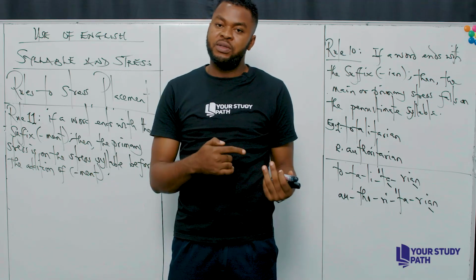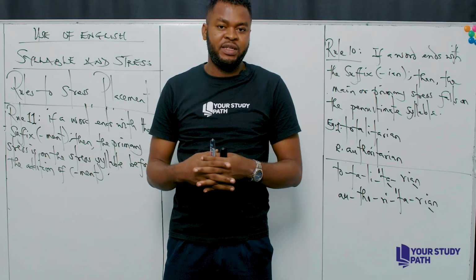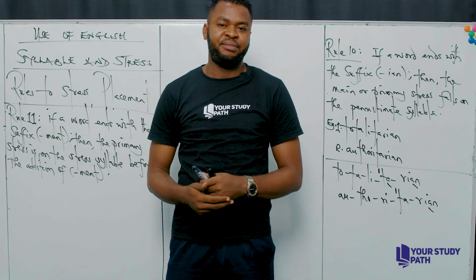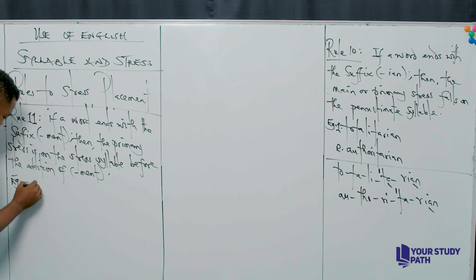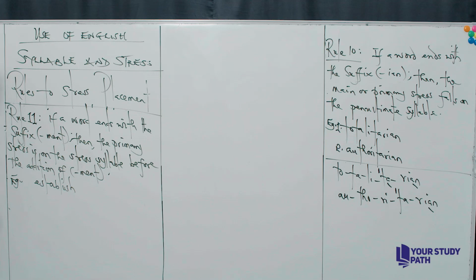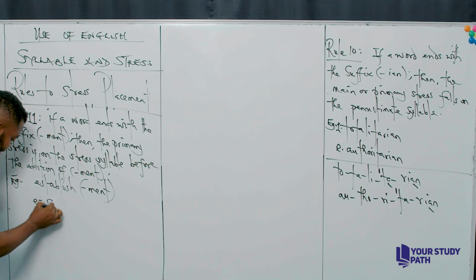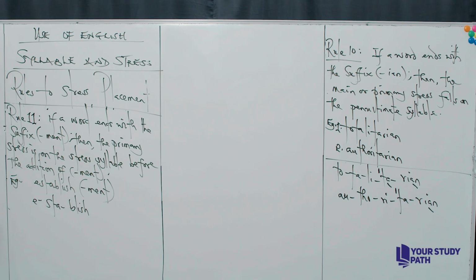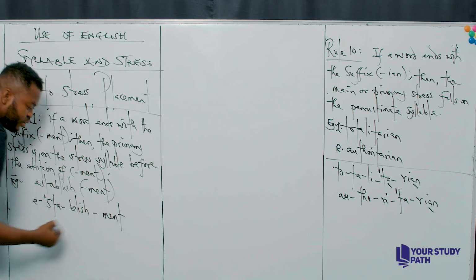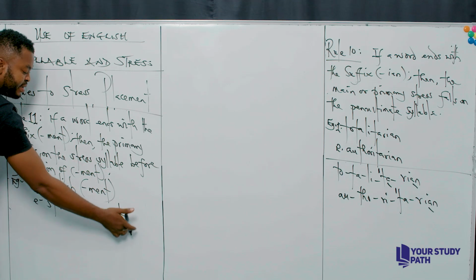Now, where the stress falls before the addition of ment will still be the same syllable that will attract stress even when ment is added to the word. I hope you understand this. Take an instance. E.g., you have the word establish. Remember, I didn't add ment to it yet. So the syllabic division is e-sta-blish. Remember that the stress is placed on sta. Then, if I add ment to it, it becomes establishment. The stress will still be placed on sta even with the addition of ment to it.